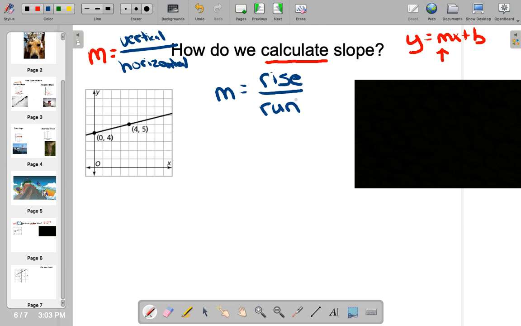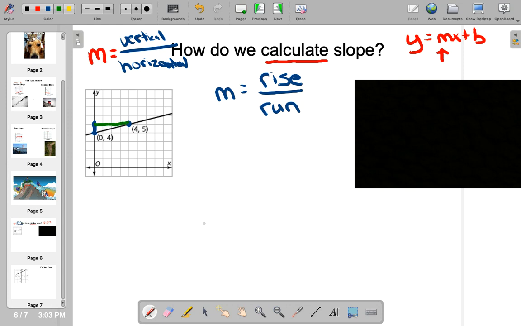Now, all you actually do when you're using a graph like this on the left side is you pick 2 points, which I picked for you. I picked this point here, 0, 4, and I picked this point here, 4, 5. And I want to know from one point to the next point, how much do I rise from here to here? And then how much do I run from there to there?